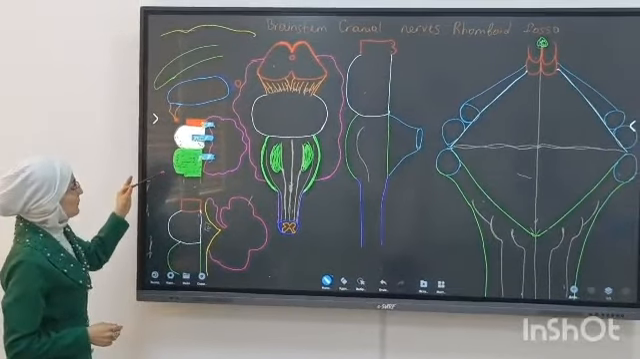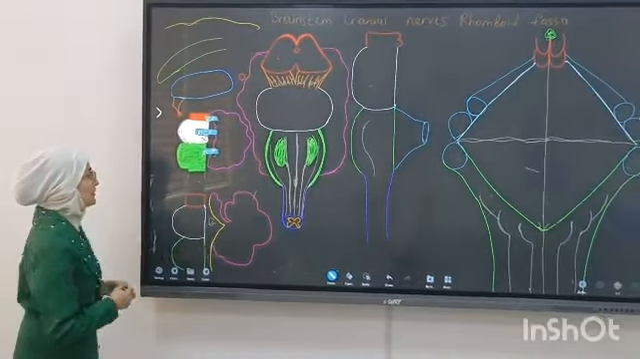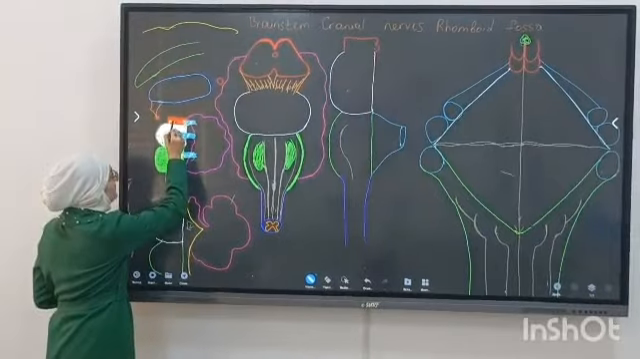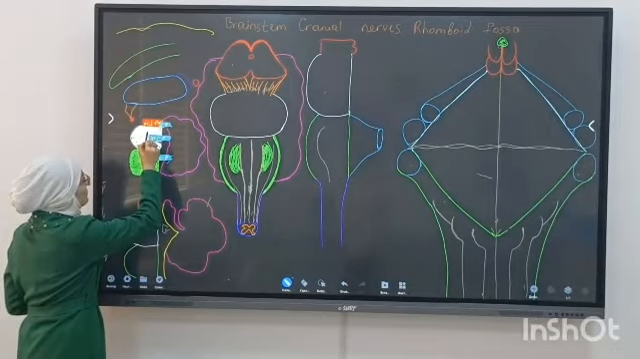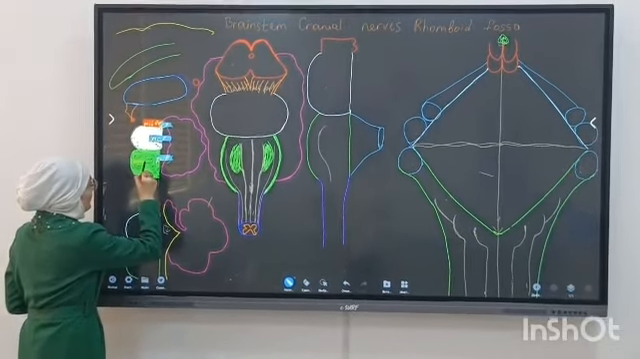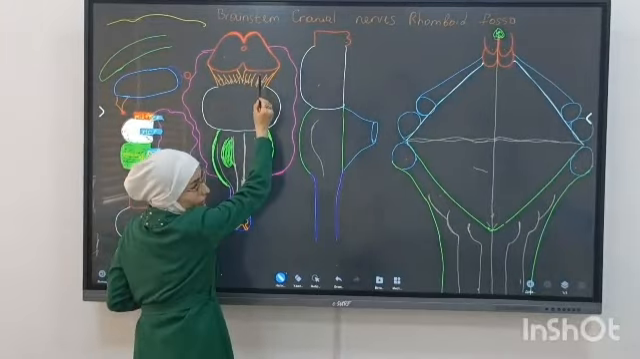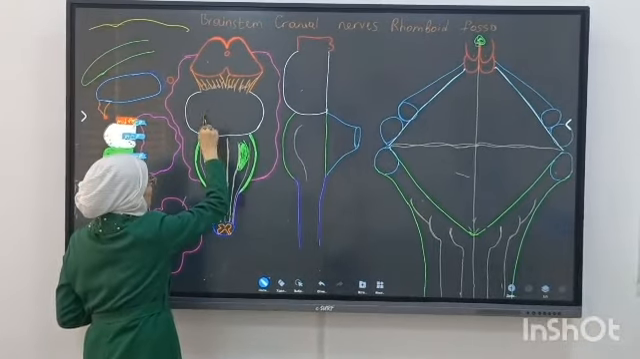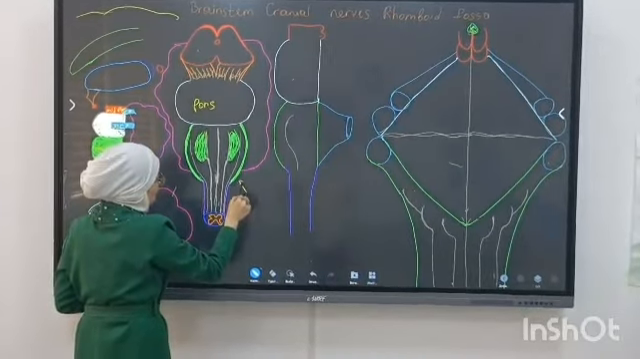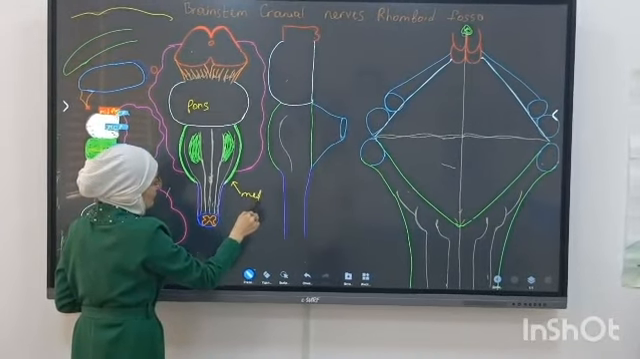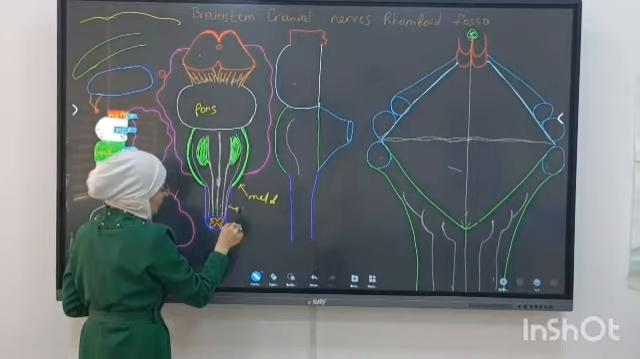The brainstem anatomically consists of 3 main parts. There are the midbrain, pons, and medulla oblongata. This is the midbrain, with the red color. This is the pons, and this is the medulla oblongata. The continuation of the medulla oblongata is the spinal cord.